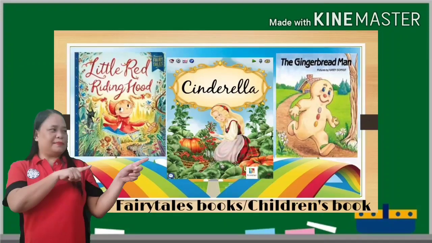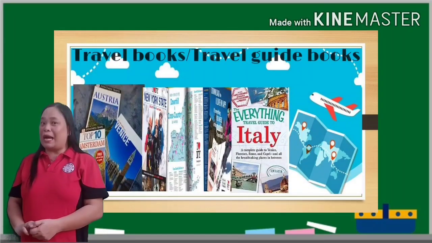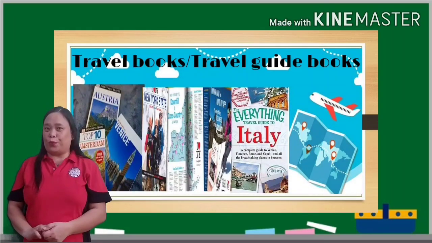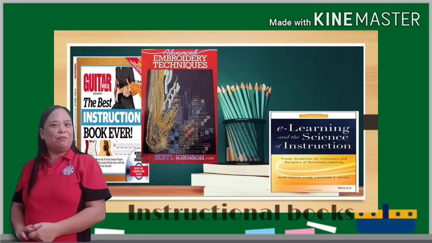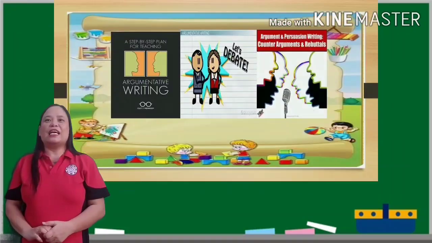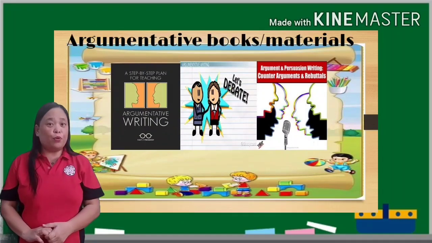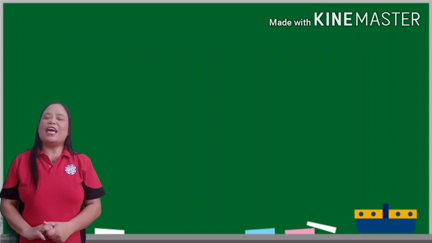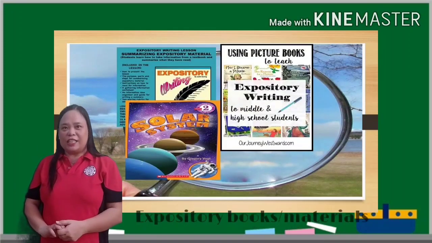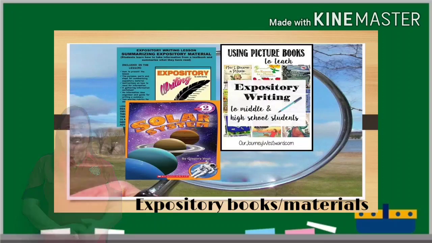First pictures are fairy tales books or children's books. Second pictures are travel books or travel guide books. Third pictures are the instructional books. Fourth pictures are the argumentative books or materials. And the last one are examples of expository books or materials.